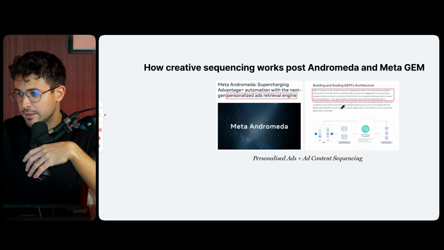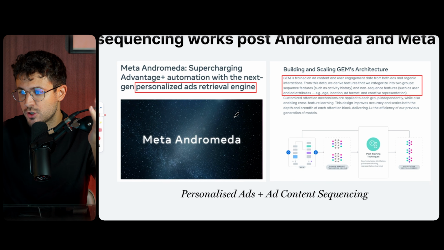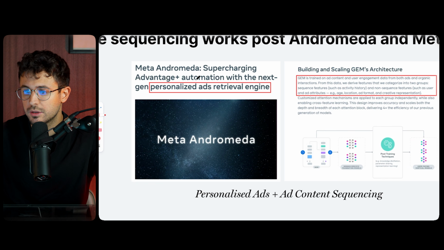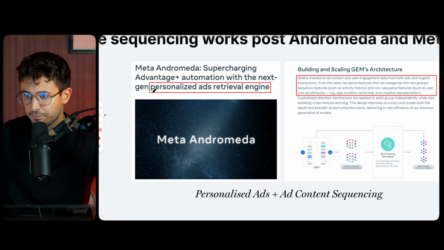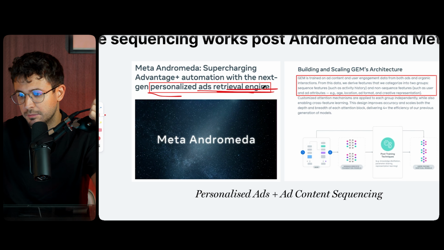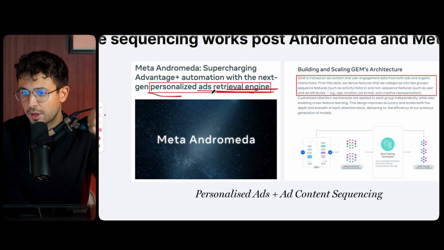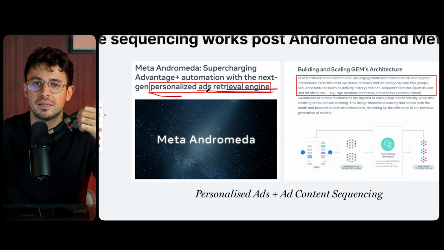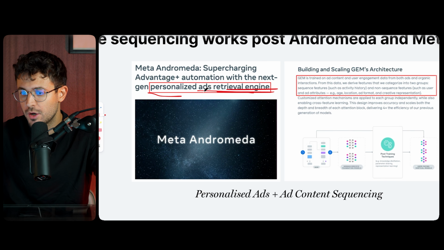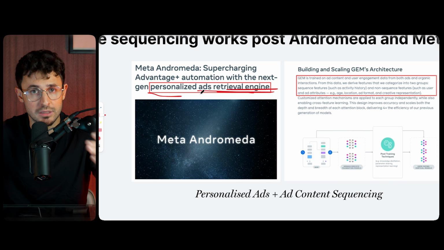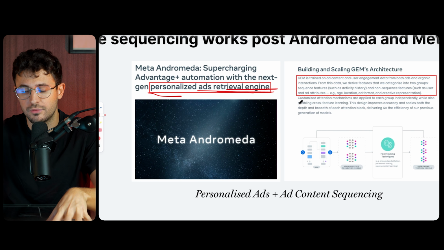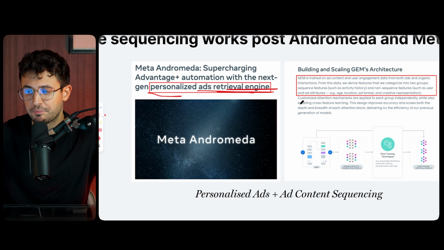If you look at these two main articles that come from Meta, on Andromeda and GEM, we notice two main things. The first thing is that Meta Andromeda is a personalized ads retrieval engine. What does it mean? There is a main keyword here, which is personalization. Personalization in the ads is something that Andromeda wants to see in order to improve delivery. So the more personalized your ads are for different personas and different people, the better the performance will be. And this is the first thing.